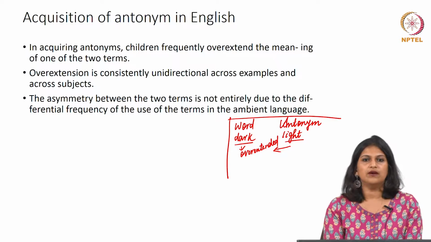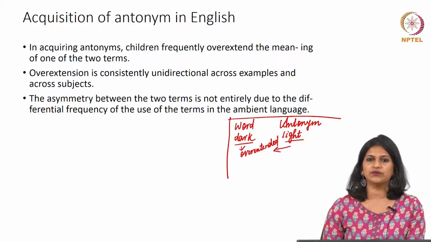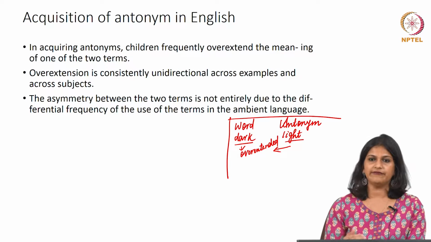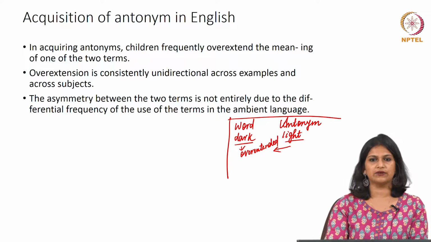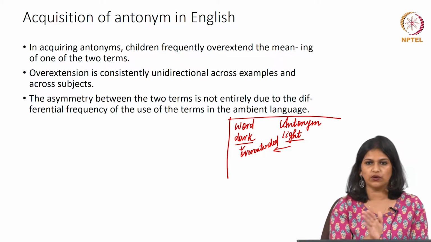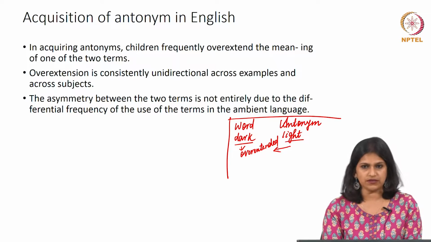And then the second claim: overextension is consistently unidirectional across examples and across subjects. So, this overextension has been unidirectional. If the child is going to overextend any of these semantics, it does not approach it the other way around. If dark has been overextended, it will never come from the other side, it is always unidirectional. And if there is an asymmetry between the two terms, it is not entirely due to the differential frequency of the use of the terms in the ambient language.